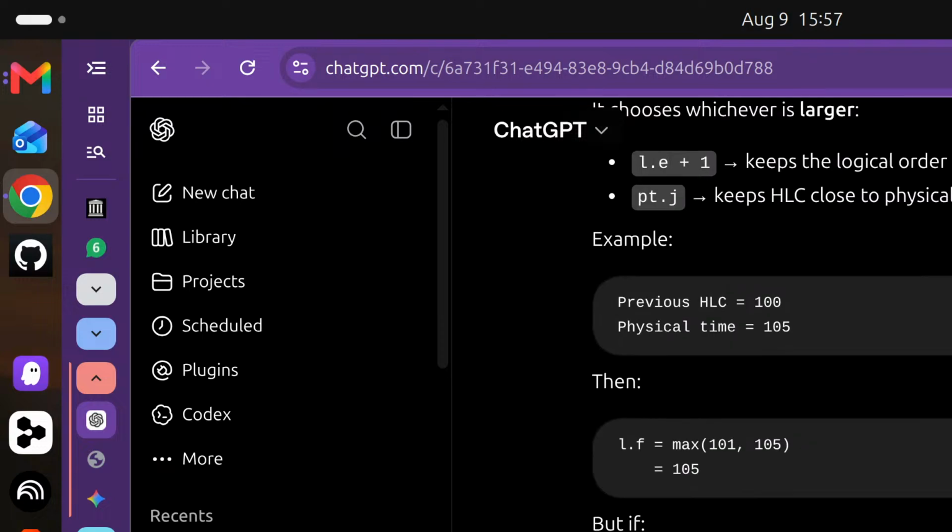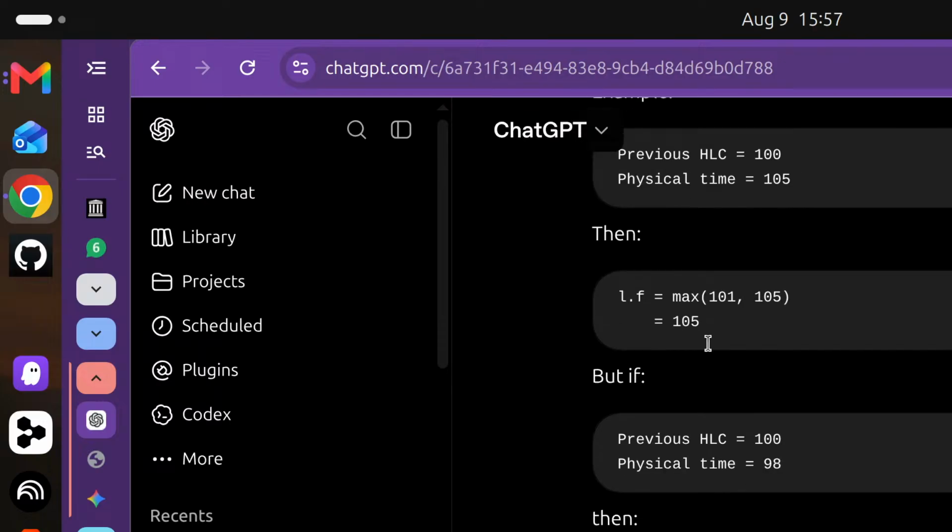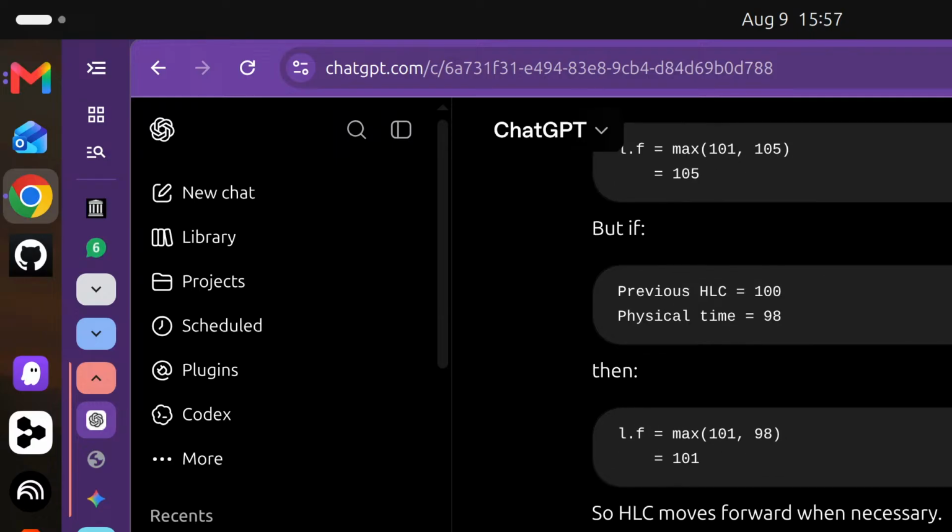For example, if the previous HLC is 100 and physical time is 105, then it will assign 105 here. But if the HLC is 100 and physical time is less than this, then in this case it will assign 101. So HLC moves forward when necessary, right?